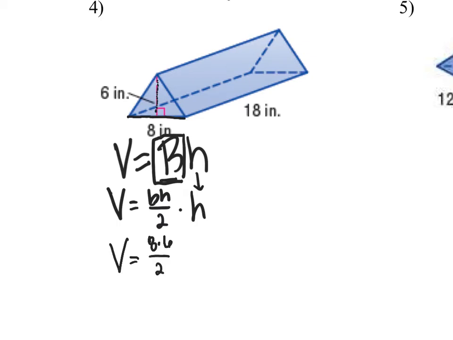Now, here's where I need you to really pay attention. The height is the height from triangle to triangle. So what's the height from triangle to triangle? It's this one right here. So it's 18.